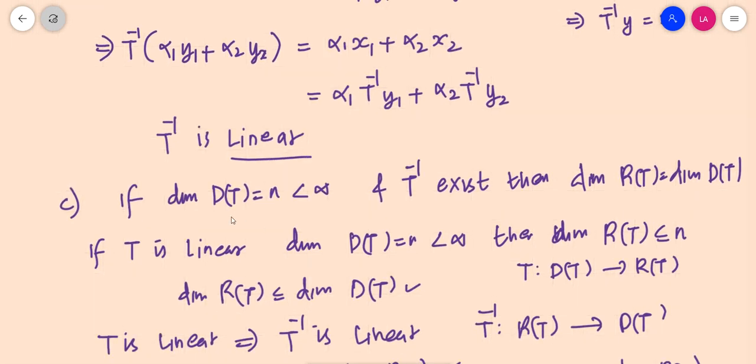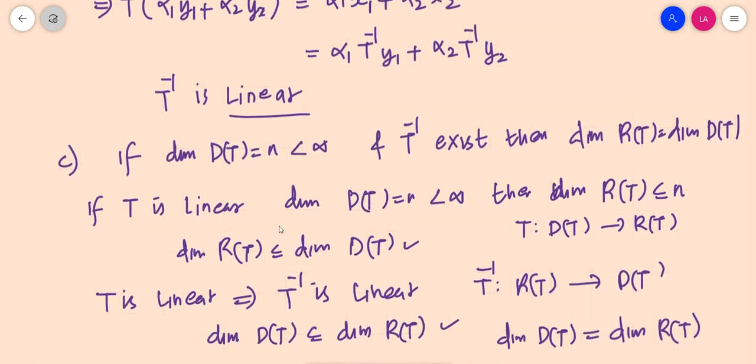Now, the property is that if dimension of D of T is finite and T inverse exists, then the dimension of the range set and the domain set is always the same. If we apply T is linear, dimension of D of T is n, then from the previous theorem, we can easily understand that dimension of R of T is less than or equal to dimension of D of T. Now T is linear. By the second part of this theorem, T inverse is also linear. Now apply the same previous theorem on T inverse. Then we can understand that dimension of D of T is less than or equal to dimension of R of T. Combining these two, we get dimension of D of T is equal to dimension of R of T.